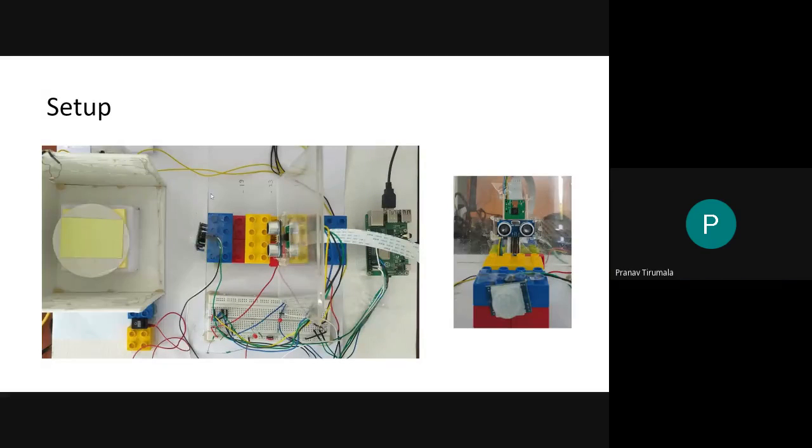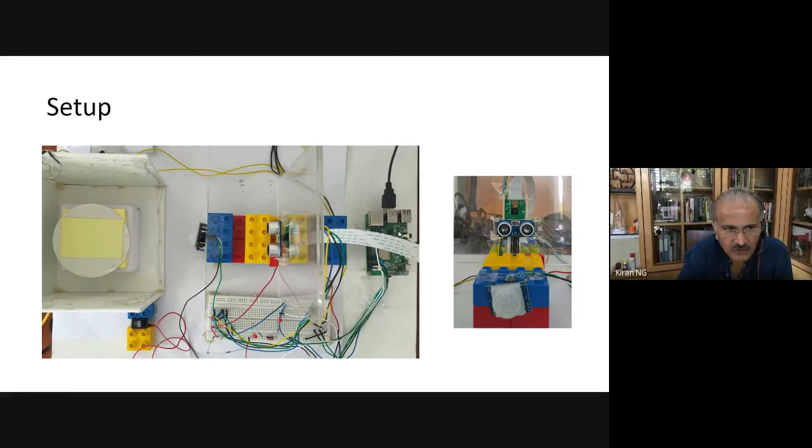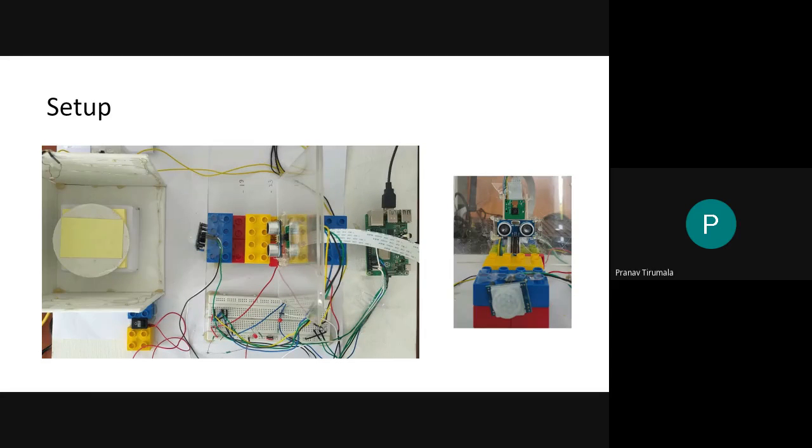And this is my setup. Hold on. Yeah, this is good. Let's see. This is the Raspberry Pi. Yeah. This is the distance sensor.